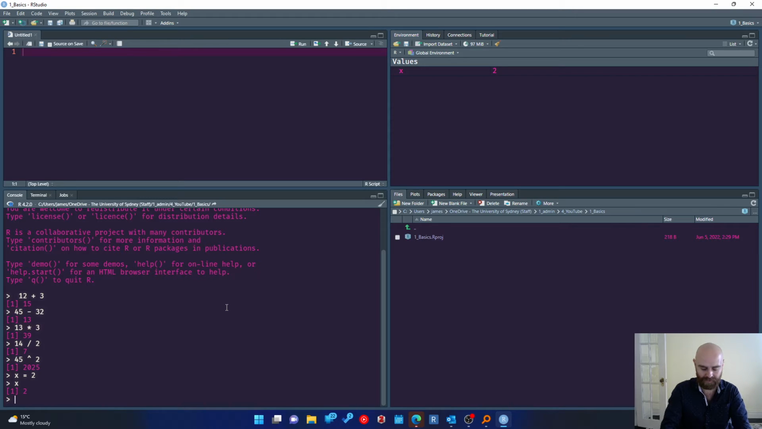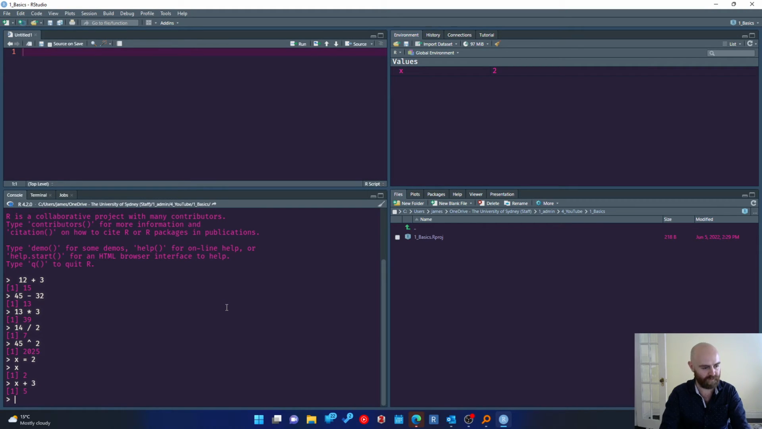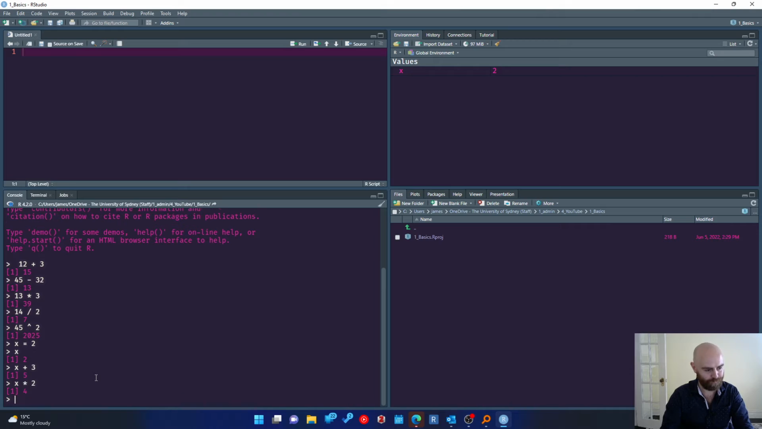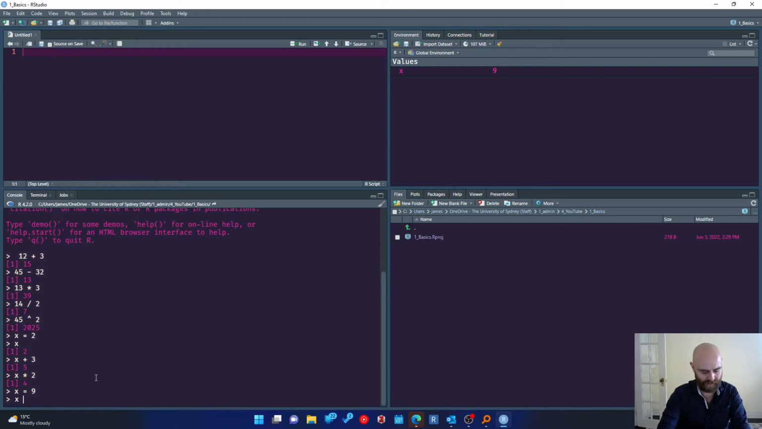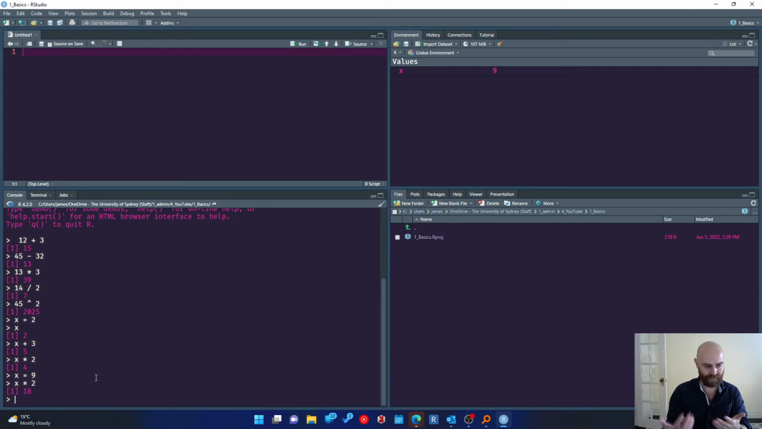And now we can use x like any number. So x plus 3, well, 2 plus 3 equals 5, so x plus 3 also equals 5, or x times 2. And these answers will change depending on what the value of x is. So if we go x equals 9, and then go x times 2, well, x is no longer 2, it's 9, so the answer is now different. 9 times 2 is equal to 18. So at its core, very simple. You can use R like a calculator.